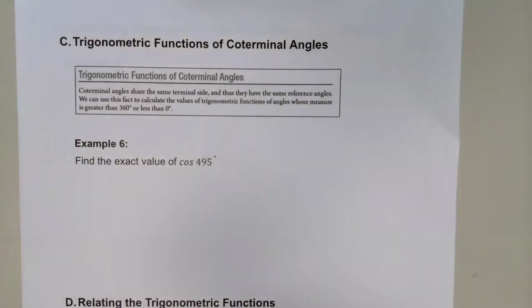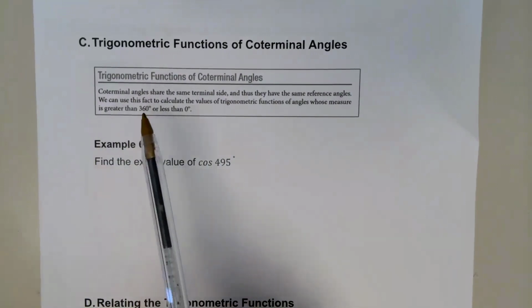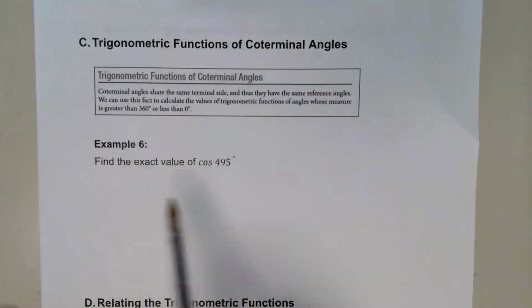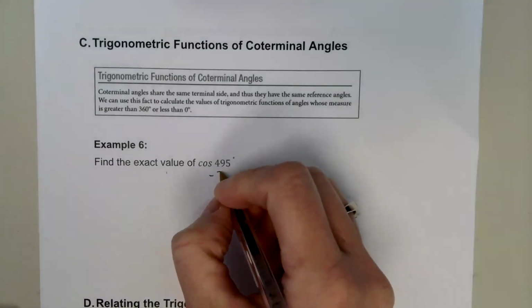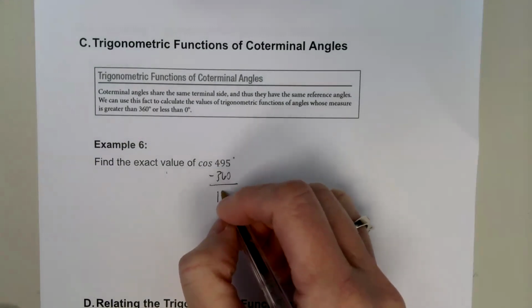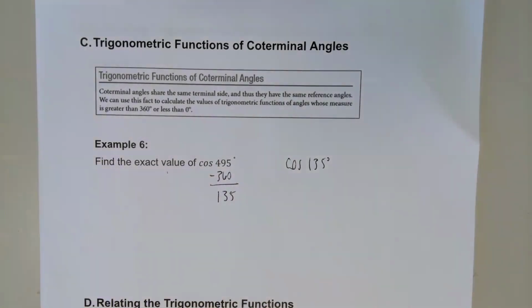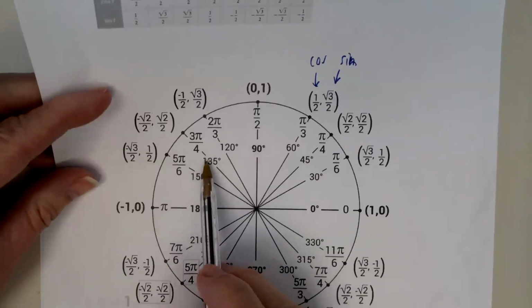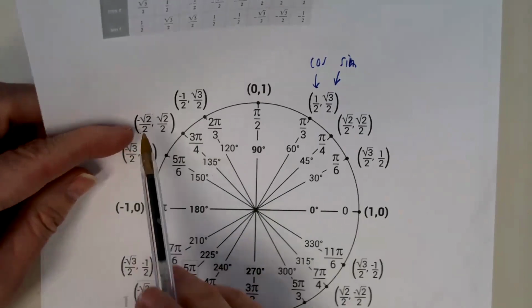Section C, it says trigonometric functions of coterminal angles. So coterminal means that they are either greater than 360, so you're going to add 360 or you're going to subtract 360. So find the exact value of cosine of 495. So we're first going to subtract 360. So it has to be within 0 and 360 degrees. So this is cosine at 135. So let's look and see if 135 is on our unit circle. So cosine at 135 is negative in the second quadrant. It's a negative square root of 2/2.